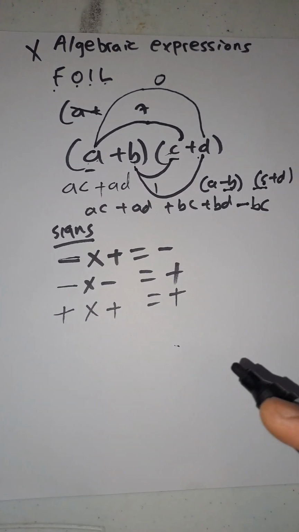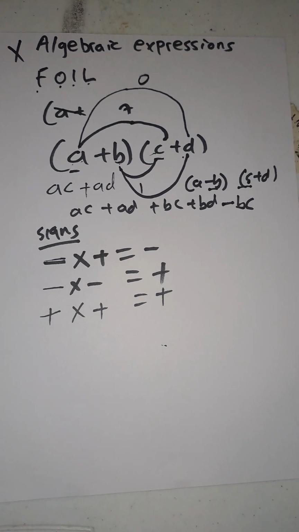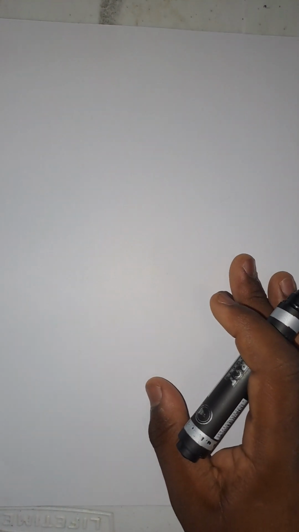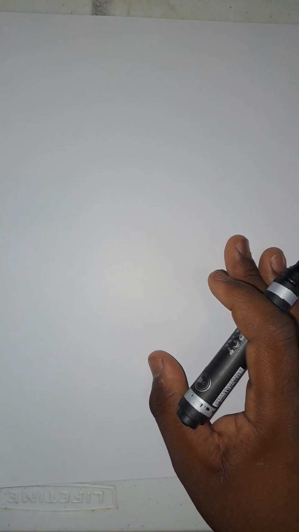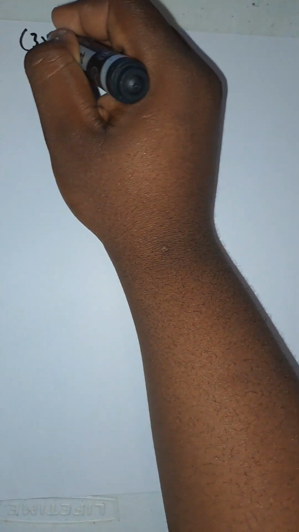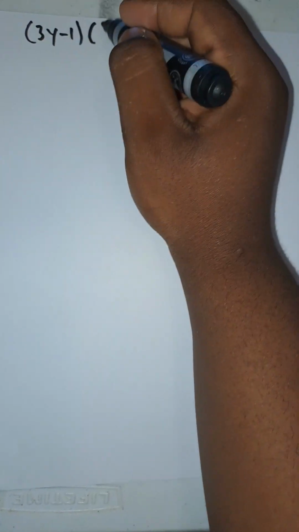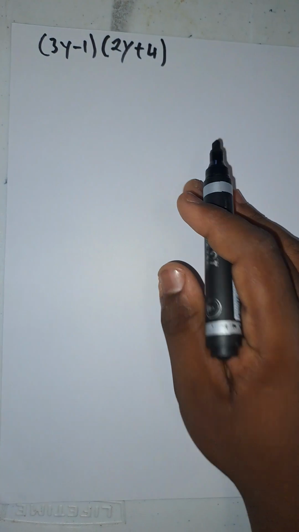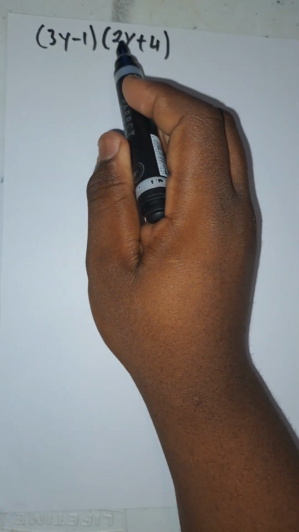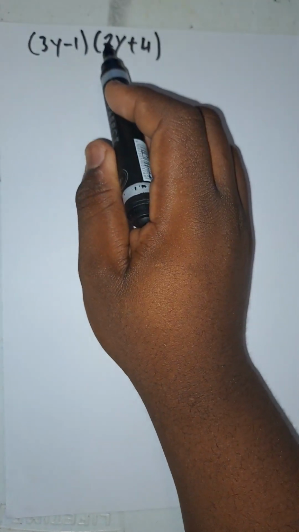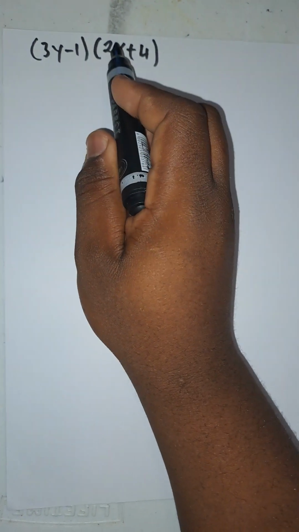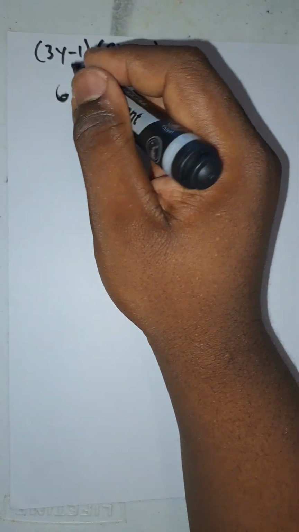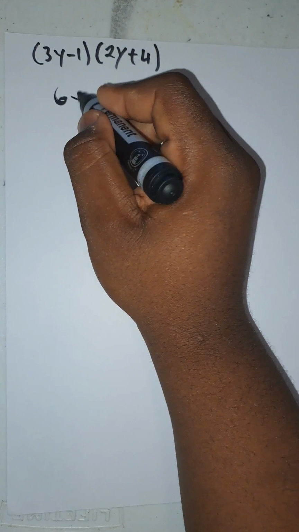So now, without wasting time, let's go to the examples. Let me start with an easy one. I'm going to give you 3 examples. Let's start with this one. Let's say I have 3y minus 1 multiplied by 2y plus 4. So now let's go. 3y times 2y. 3 is positive, 2 is positive, so it is 3 times 2, which is 6. And y times y is y squared.